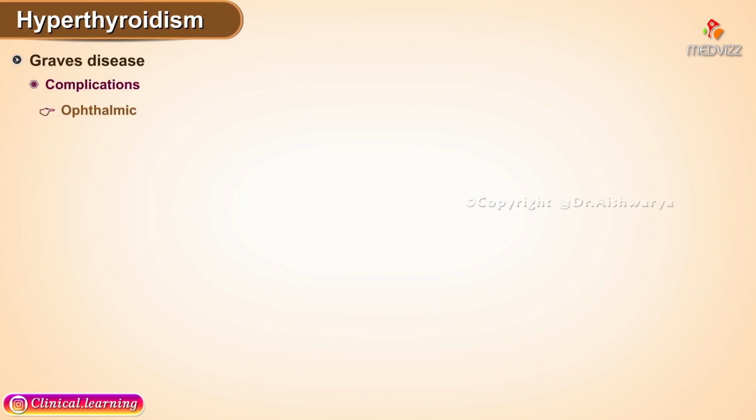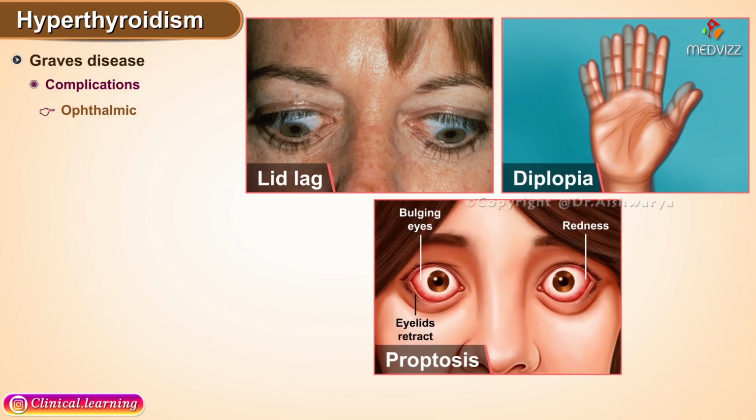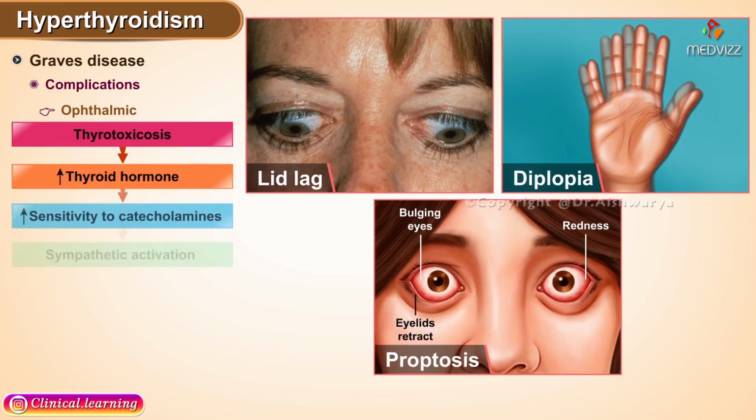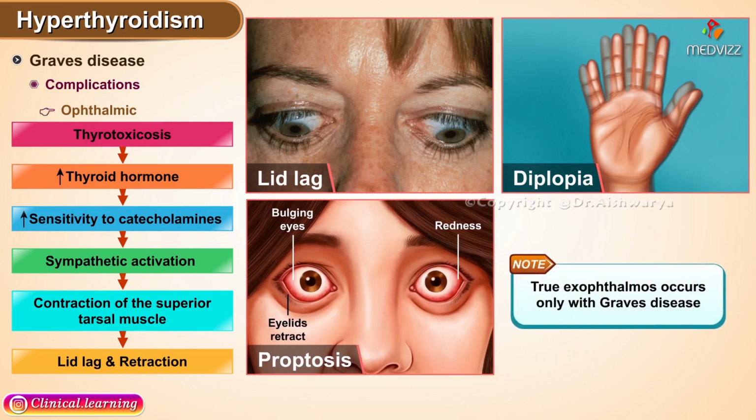Ophthalmic complications like lid lag, diplopia, and proptosis are also present in patients with severe Graves' disease. Thyroid hormones increase sensitivity to catecholamines, and thyrotoxicosis of any etiology may cause a lid lag and retraction due to sympathetic activation and contraction of the superior tarsal muscle. But true exophthalmos occurs only with Graves' disease.